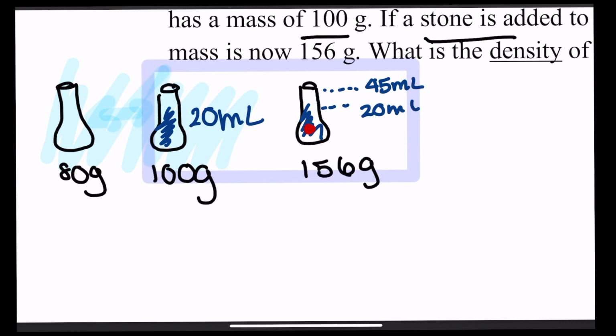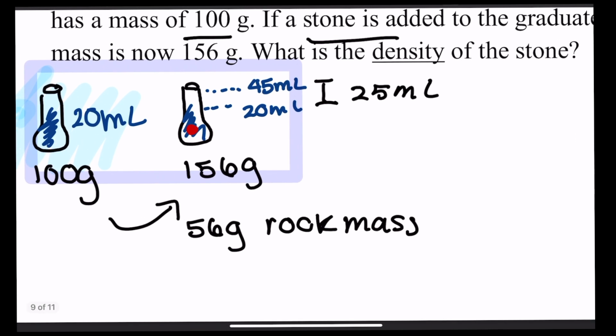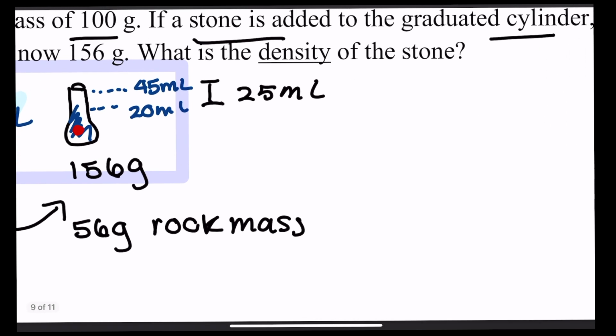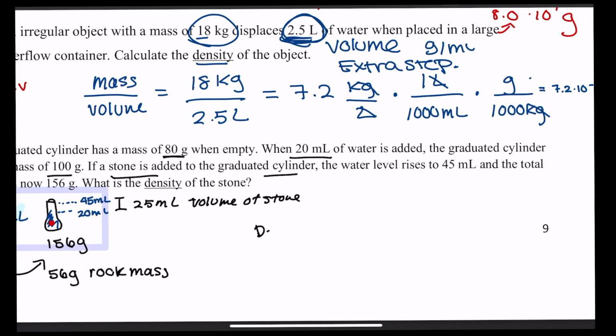So once we add the rock, the mass changed by 56 grams. So that means this is our rock mass. And since the water level changed 25 milliliters, that's the volume of the stone. Knowing that density is mass over volume, we found that the mass of the stone is 56 grams, and the volume of the stone is 25 milliliters.